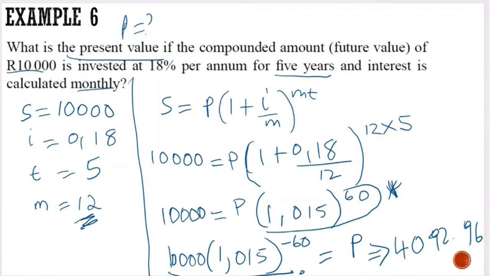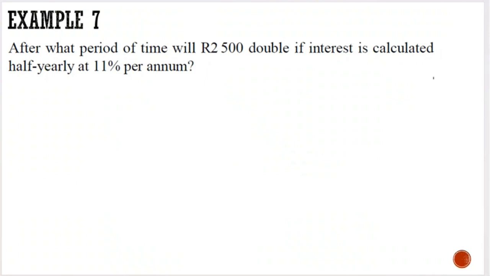You take your calculator, you've got your 10,000. My emulator is not working on this tablet, so I cannot put my emulator live so you can see how you plug it in. You take your calculator and multiply by 1,015 to the power negative 60. Your answer is 4092,96. Remember, we've got an accumulated amount, and we have calculated for our present value.